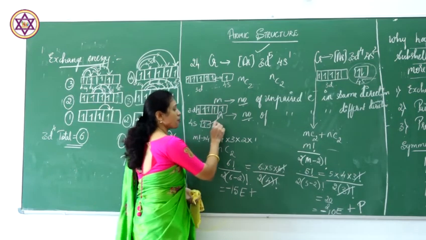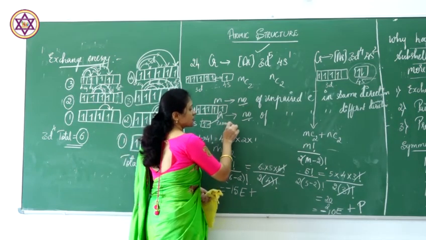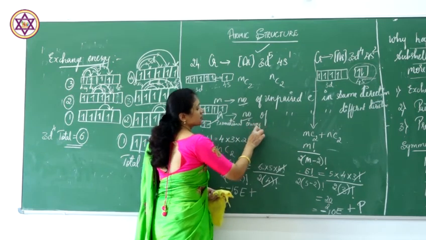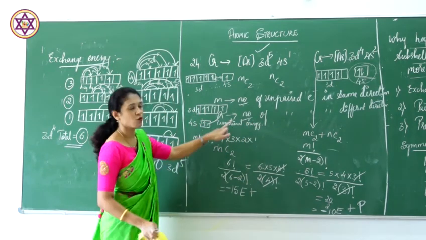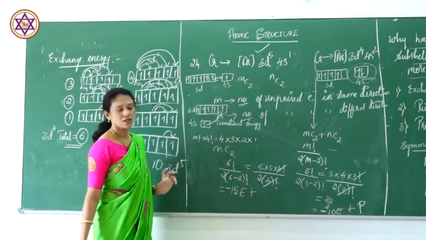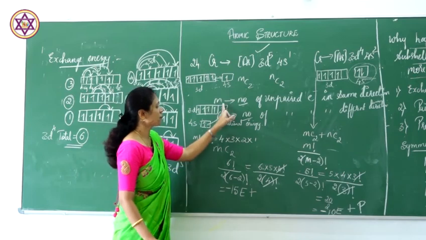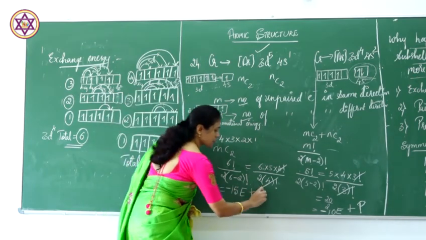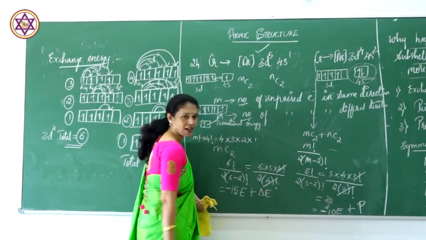That is nothing but promotional energy, where we are going to promote the electrons here. We are going to promote the electrons because there is not much energy difference between the S and D subshells. So there is a promoting of electrons taking place from S to D subshell. So it is nothing but promotional energy, I will take it as delta E.